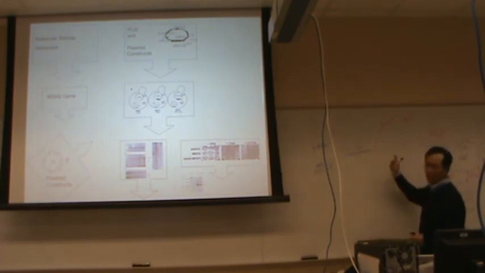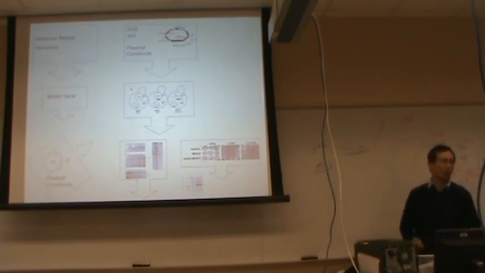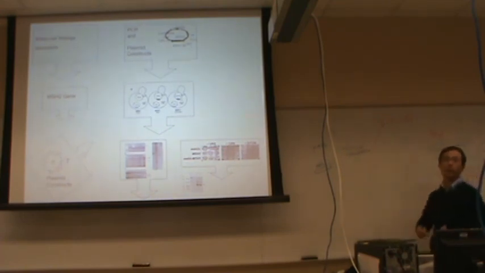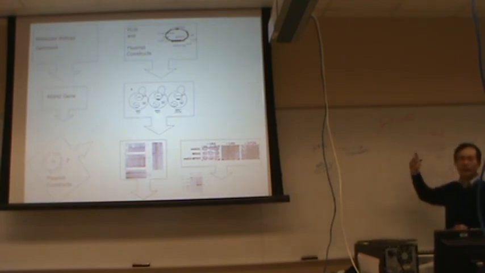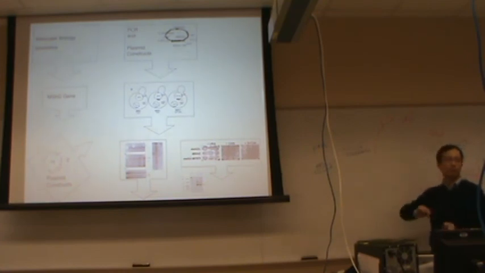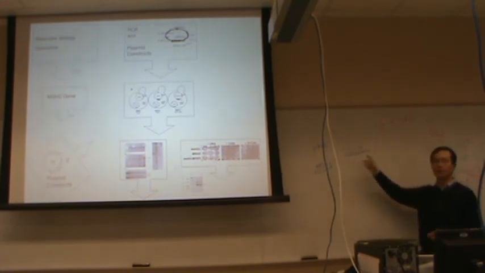The question is, the cell really doesn't want it. The cell is like our body. If someone stuck a nail into your foot, eventually it's going to be pushed out. The cell is also like this. If you put DNA into a cell, the cell wants to push it out. How can we keep the DNA inside of the cell? How do we keep the plasmid inside of the cell?